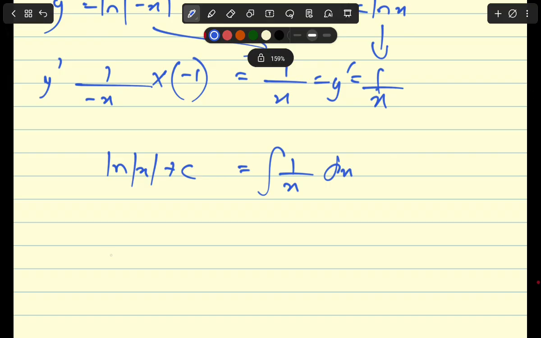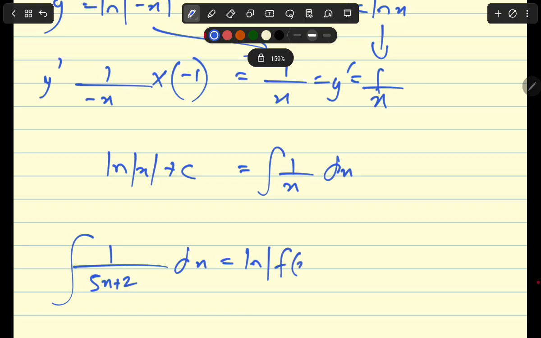Now look carefully. If you have 1 upon 5x plus 2, integral of this, what did I tell you? I said that the denominator is linear, so you put it in the logarithmic function, and then you divide by the differential of the denominator or the argument, right? So that's going to be equal to 5, and then you put a plus c. Okay, this is as simple as that.